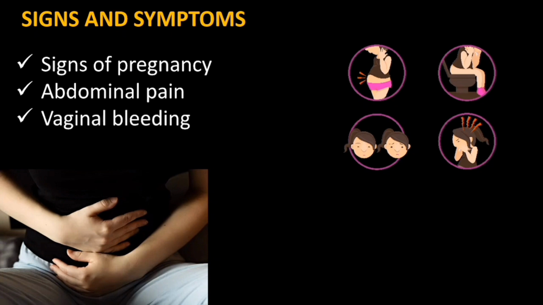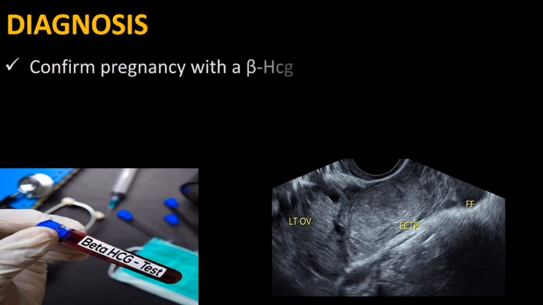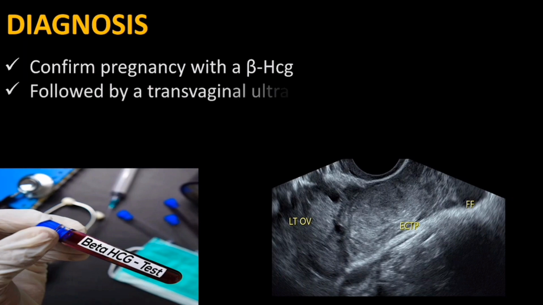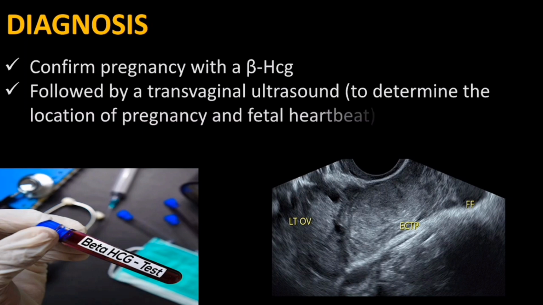How do we diagnose ectopic pregnancy? The first step is to confirm the pregnancy with a beta-HCG test, followed by a transvaginal ultrasonography to determine the location of the pregnancy and the fetal heartbeat. Uncomplicated ectopic pregnancies often resolve spontaneously and are usually difficult to diagnose.